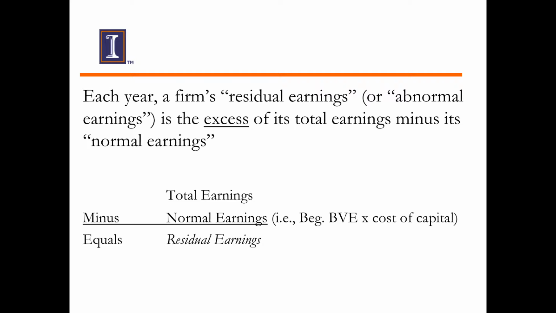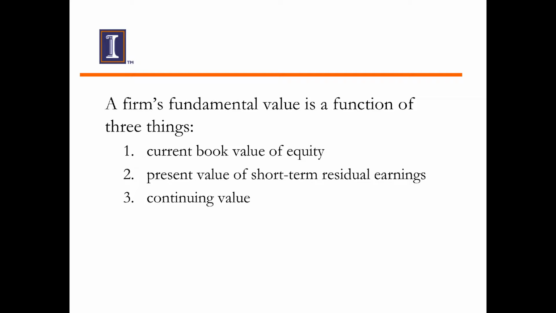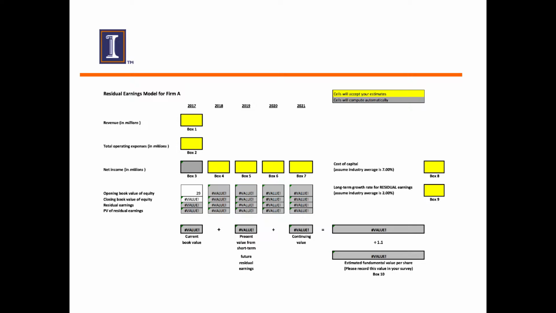Then, residual earnings are the amount of earnings generated by a firm that exceed what the firm should earn, i.e., earnings above and beyond its cost of equity capital. Put another way, residual earnings are generated when a firm's return on equity exceeds its cost of equity. The firm's fundamental value is a function of three things. 1, the current book value of equity. 2, the present value of short-term residual earnings. And 3, continuing value. Let's talk about each of these inputs in more detail.